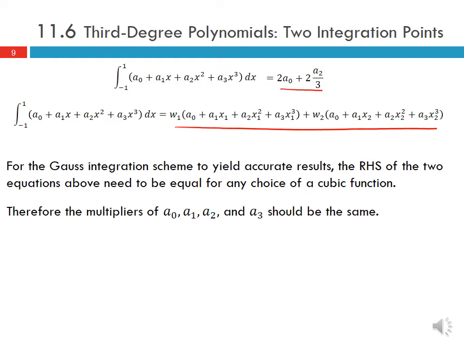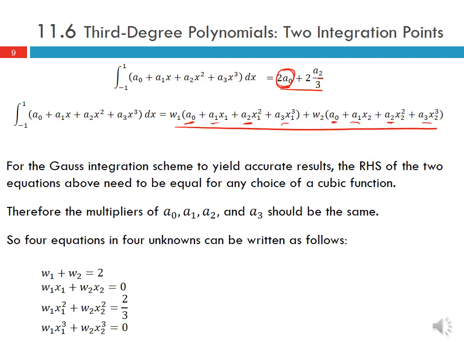So basically what we're saying here is that this value, or the multiplier here, should be equal to the multiplier of all of our a0 terms. The multiplier of our a2 should be equal to the multiplier of our a2 terms here. And same with our a1 and our a3 terms. So this allows us to write four equations and four unknowns.